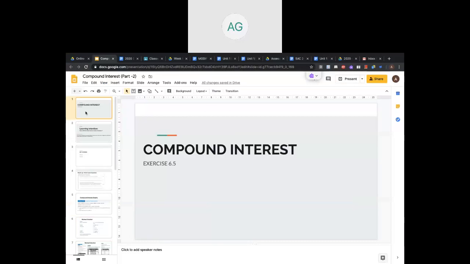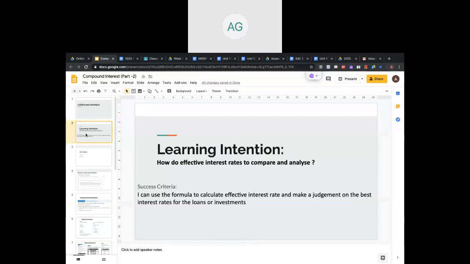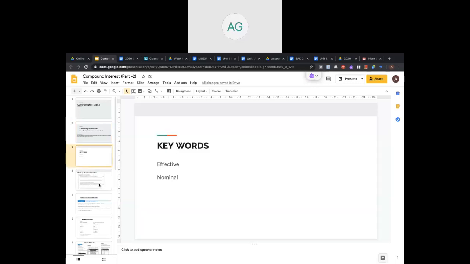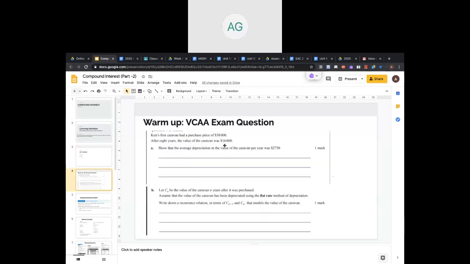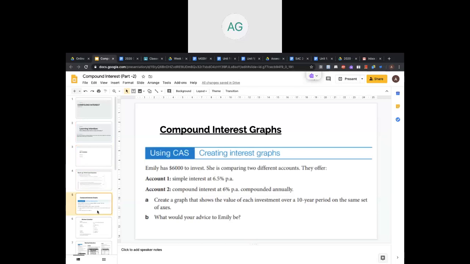Hello everyone. So today we are going to do part 2 of the compound interest. So we will cover the effective rate of interest in order to compare and analyze different situations. And also we'll look at how to draw the graphs using CAS to compare the simple and the compound interest. So these are the keywords. Try to do the week exam question as a warm-up.